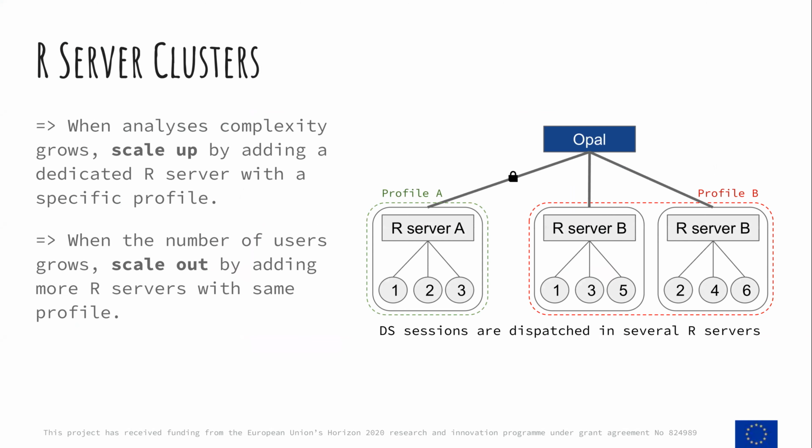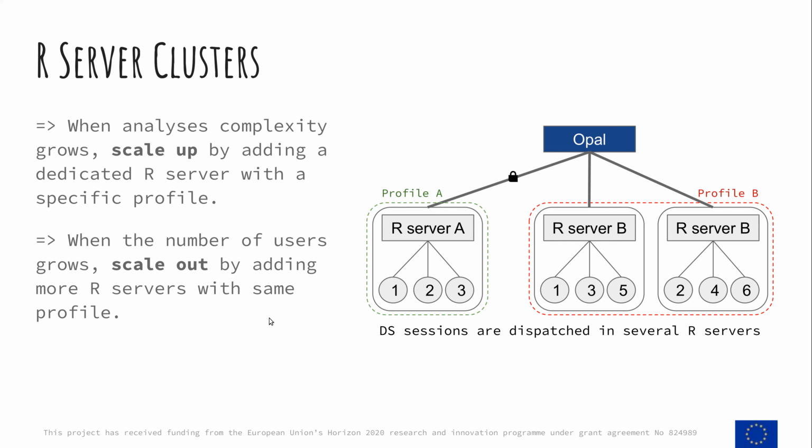And when does it happen? Say, for instance, when the analysis complexity grows, you need to scale up. You need to have more power for our servers, and that's the option of creating, for instance, the profile A. So you need the biggest R server. So you want to restrict the access to some privileged users. So you can do it in Opal. You can specify this is the profile only for these people.